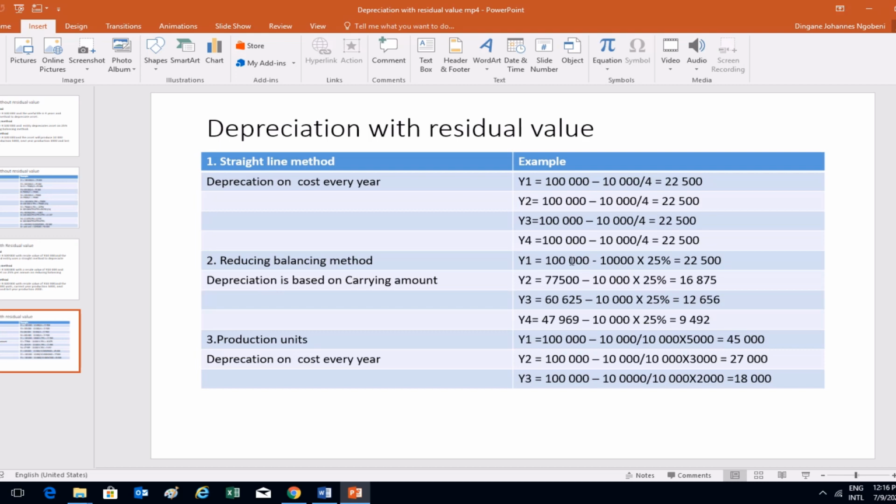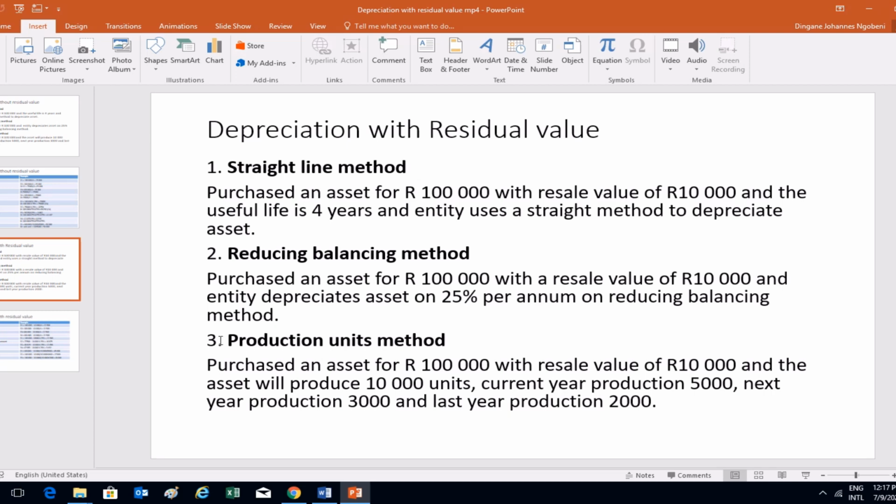Then it's the same. Year 2, remember the underlying principle where depreciation is based on carrying amount. I'll say 100,000 minus the depreciation of year 1, I'll get carrying amount in year 2 of 75,000. But remember again, the residual value must be removed. Then I'll say 75,000 minus 10,000 times 25%, I'll get this depreciation. Then year 3 and year 4, the same logic. It's straightforward.